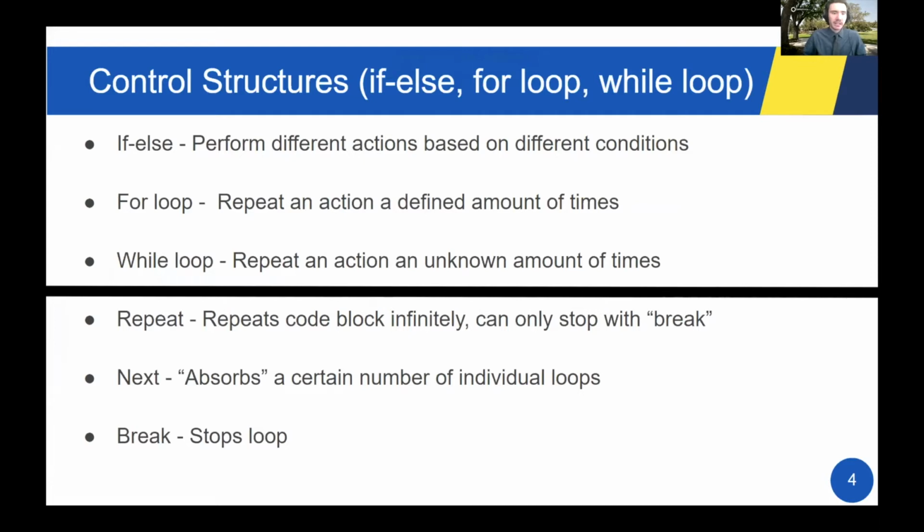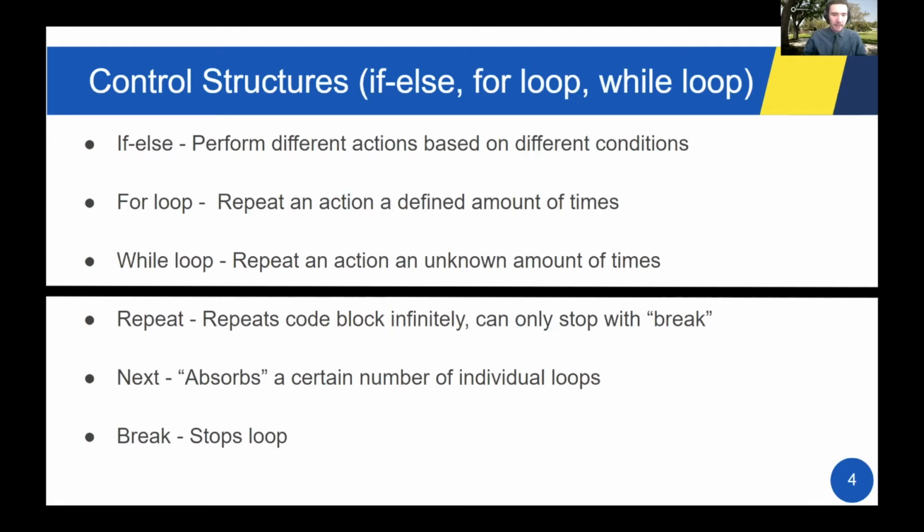So first up is the if and if else control structure, and that allows you to perform different actions based on different conditions. The for loop will allow you to repeat an action a defined number of times. So when you know how long a loop is going to run, you will use the for loop. The while loop allows you to repeat an action an unknown number of times. So if you don't know how many times you need to run through a loop, you can use while.